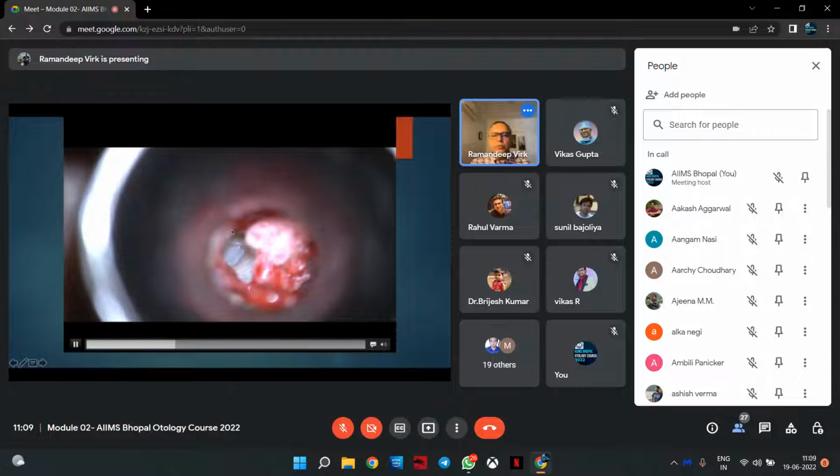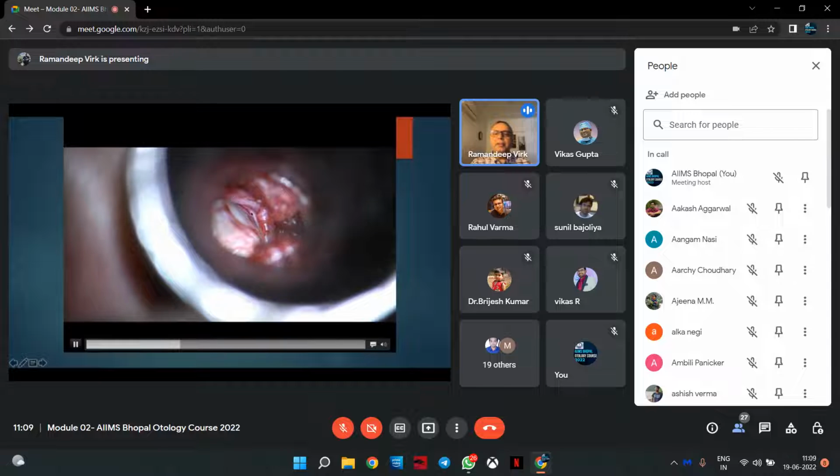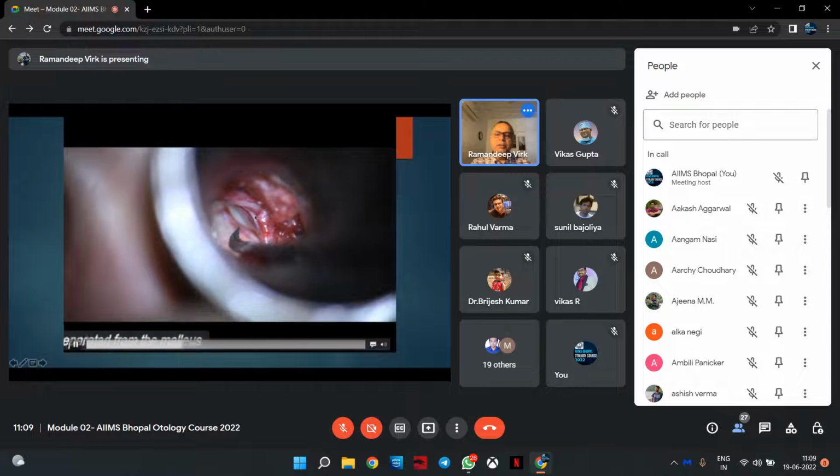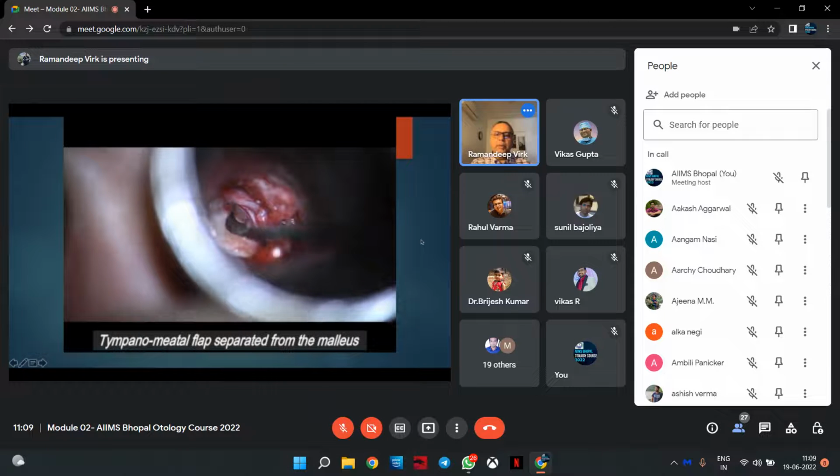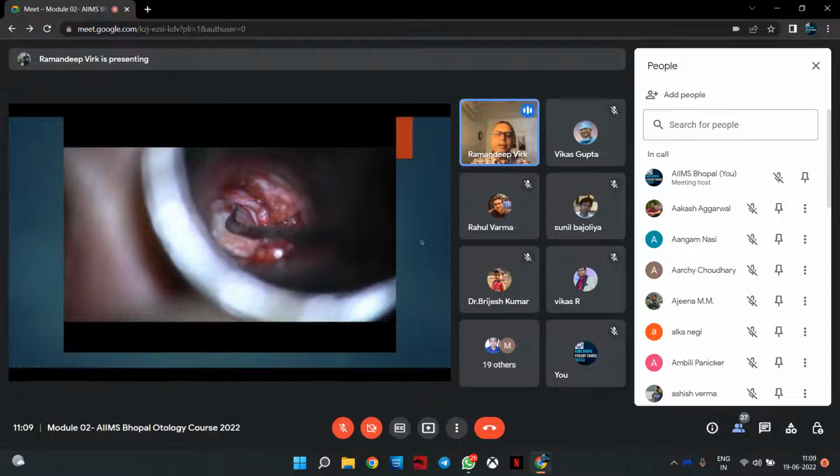So now where the tympanic membrane is attached to the malleus, using a sharp sickle, I'm separating that. I'm working on the malleus. You can see there is no incus.